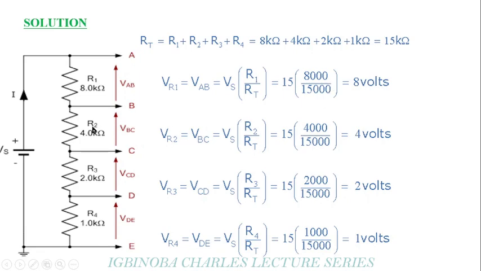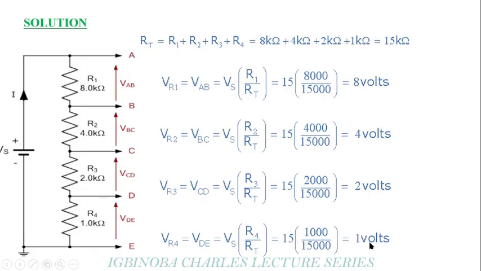Also, to calculate the voltage drop across R2, which is VR2, which is also VBC, equals Vs times R2 all over R total. When you do that, you get 4 volts. To calculate also the voltage drop across the 3 kilo ohms resistor, you also apply that. So have Vs times R3 over RT, you get 2 volts. Then to calculate the voltage drop across the 4 kilo ohms resistor, we have VR4, which equals VDE equals Vs times R4 all over RT. When you do that, you get 1 volt.